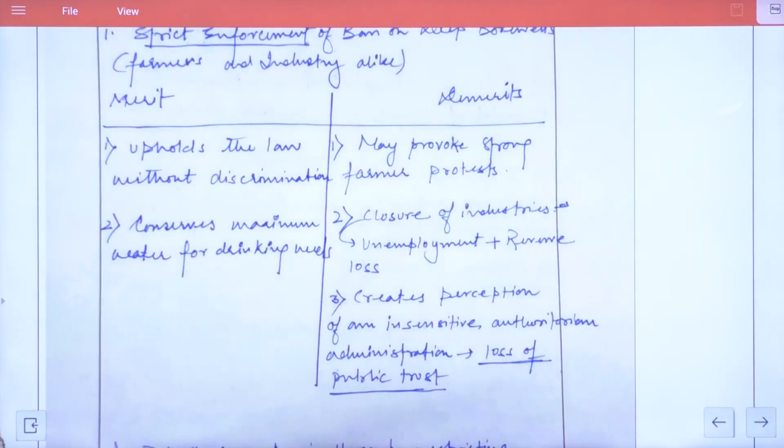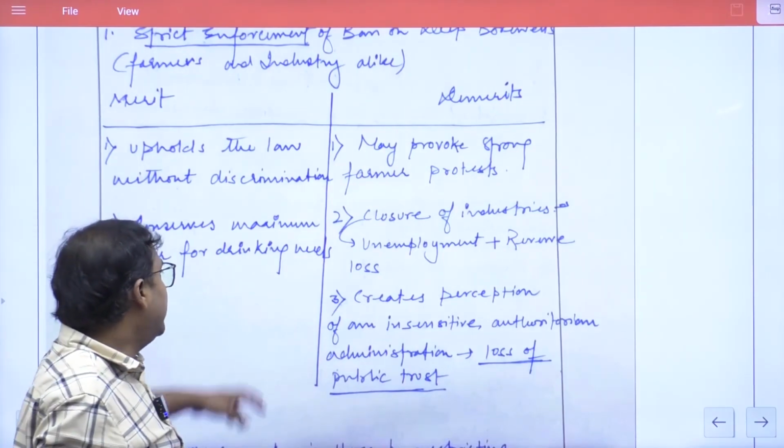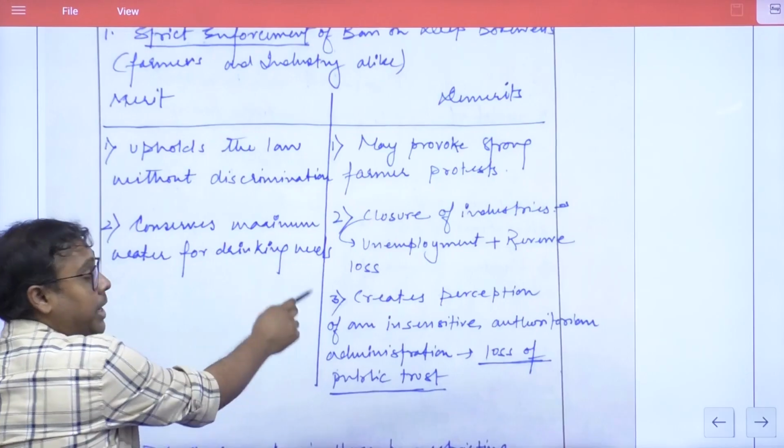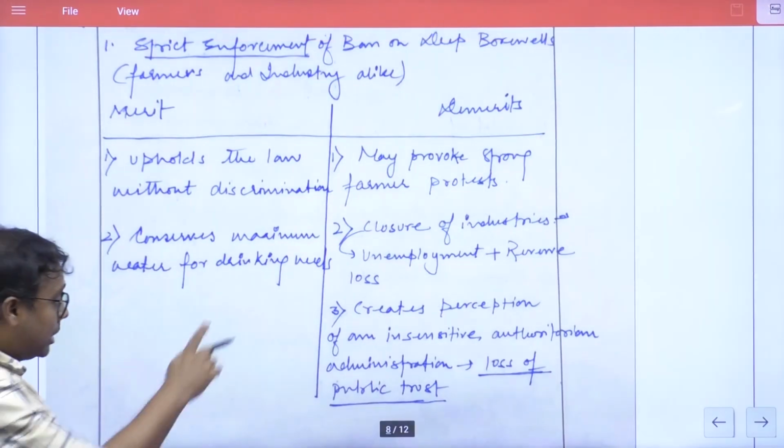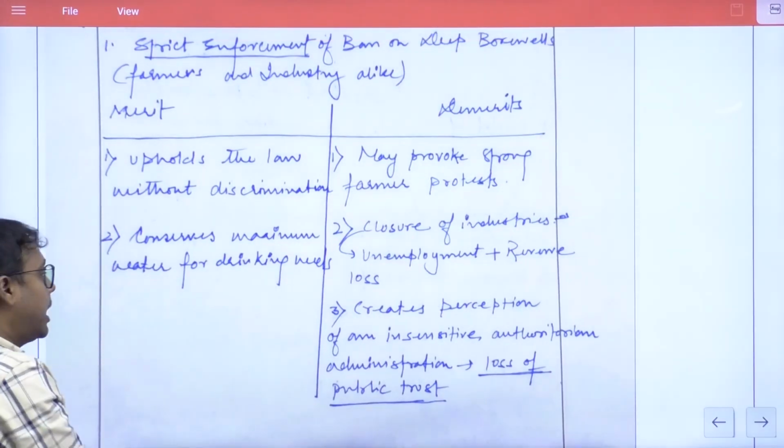What are the benefits? Uphold the law without discrimination and conserves maximum water for drinking needs, because this is the highest priority. Drinking is the highest priority. Okay, and we'll show you below why drinking is the highest priority.